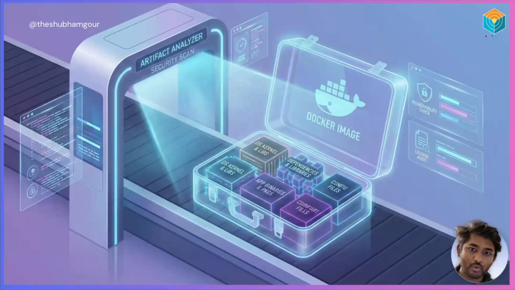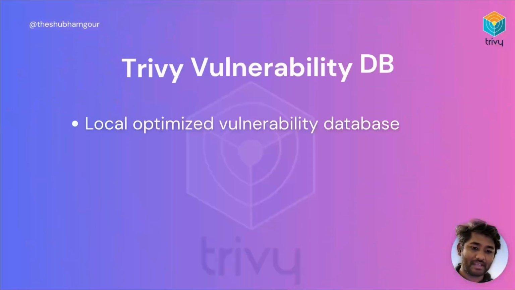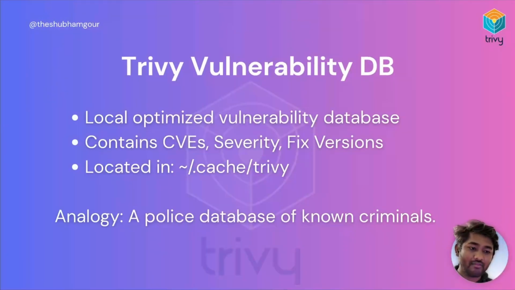If you want to visualize it, you can just imagine a suitcase. Here the suitcase is the Docker image that we are talking about. What did this analyzer do? It ran a check. It identified which operating system it is using. What sort of libraries and dependencies are there? Is there any config file present? Is there any secret present? What sort of application binaries and packages are we using? All of this is analyzed by the artifact analyzer. I hope you got a rough idea of what the artifact analyzer does. So let's move forward and understand the Trivy vulnerability database.